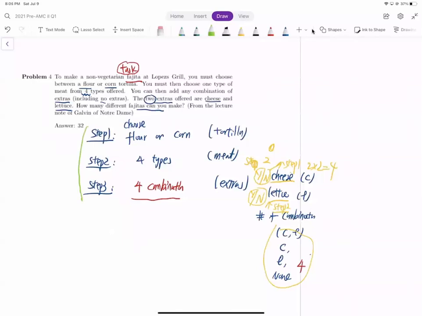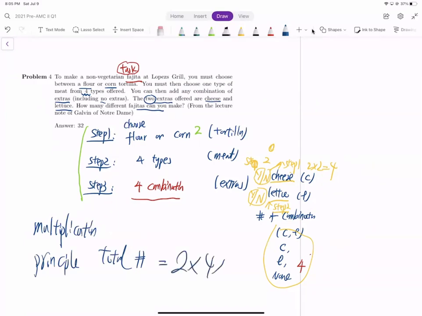So this is our main task. It involves 3 steps. Step 1, we have 2 choices for tortilla. Step 2, we have 4 choices for meat. And step 3, we have 4 different combinations of extras. Then by the multiplication principle, the total number of different fajitas you can make, the number of ways to finish the task, equals 2 times 4 times 4, which is 32.